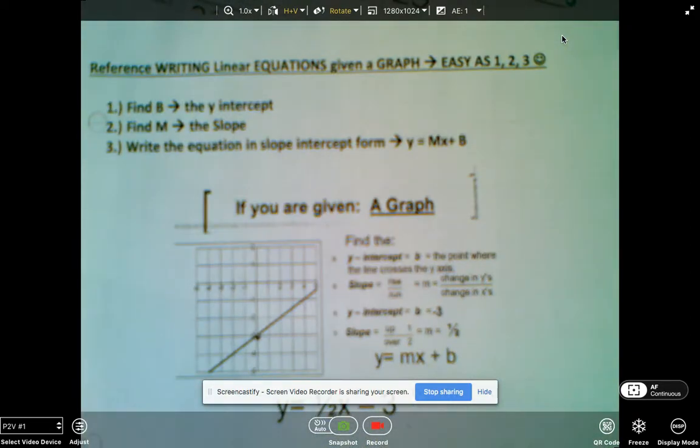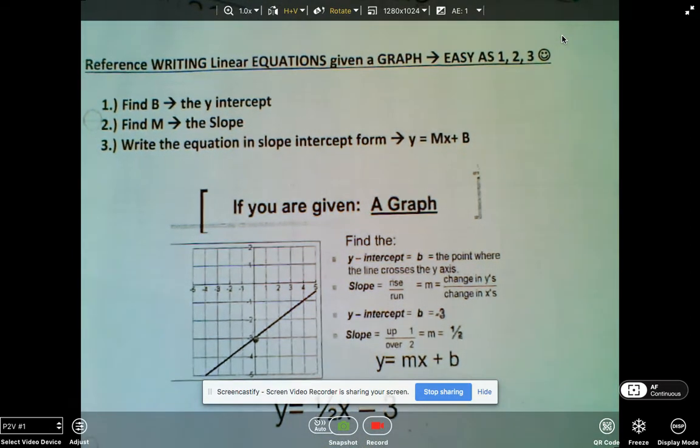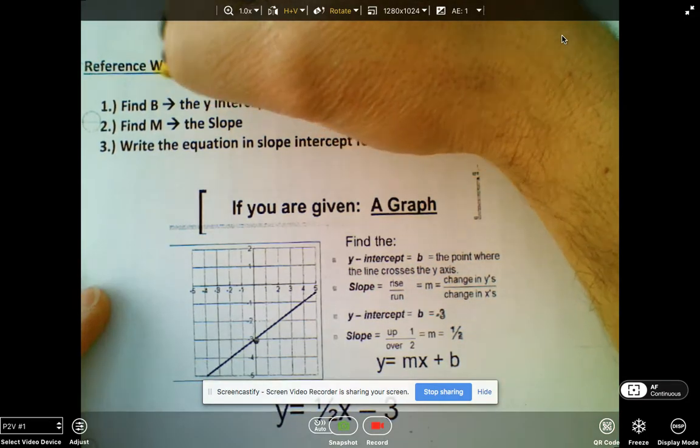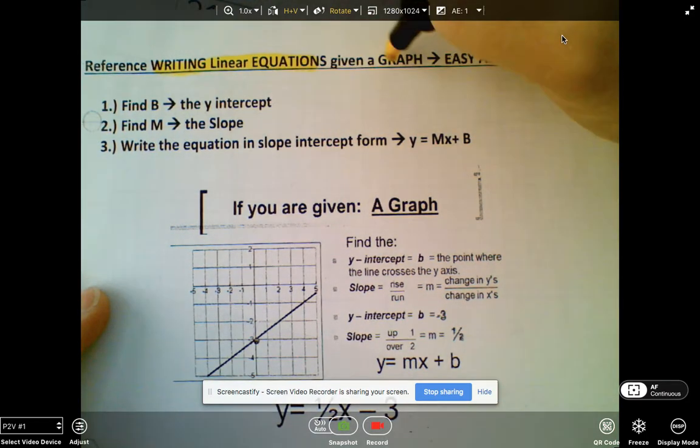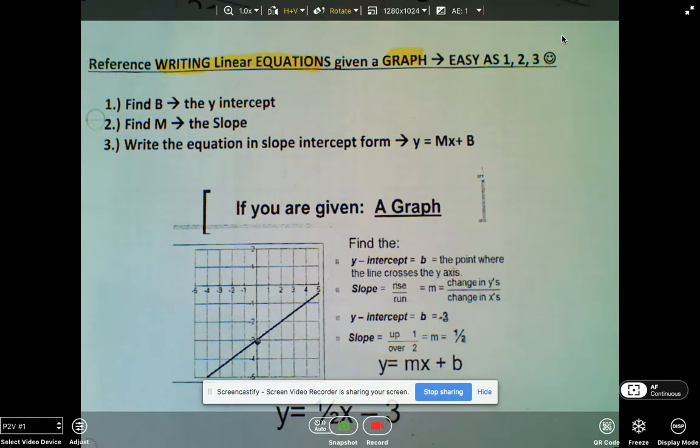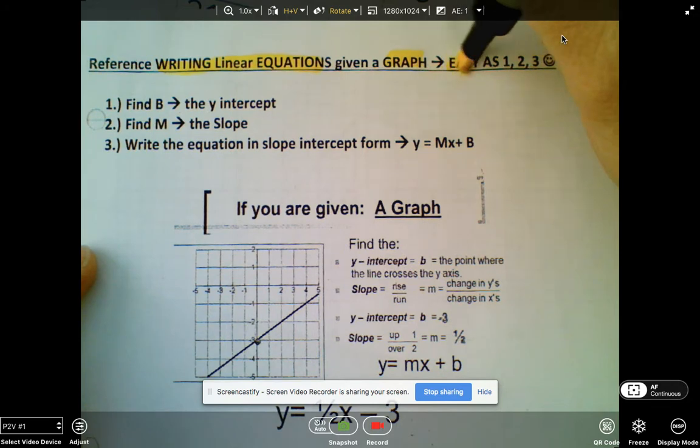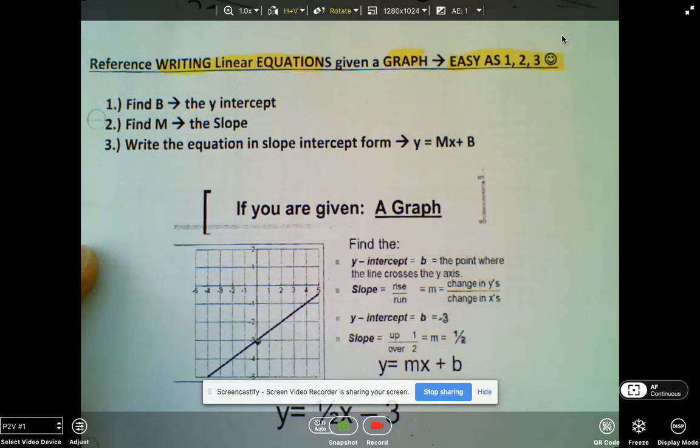All right, in today's video, we're going to learn how to write linear equations given just the graph. Usually we graph linear equations using mx plus b, but now you're going to get the graph and have to go backwards and write the actual equation that goes to it. It's definitely one of my favorite topics in linear relationships because, as the song goes, it's easy as 1, 2, 3.